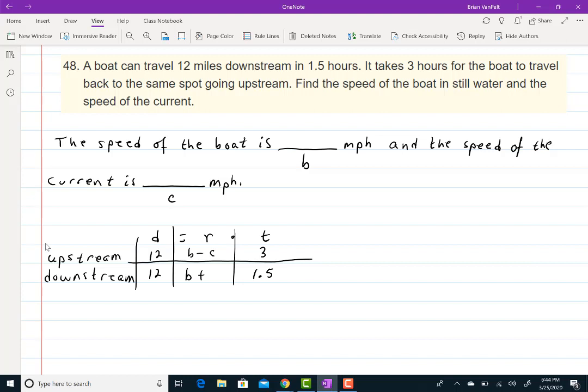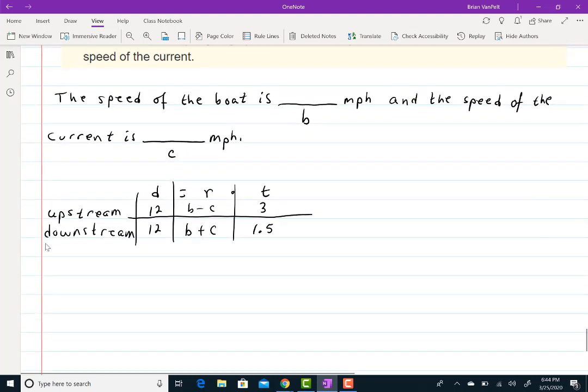Downstream is B plus C. So let's set up my two equations. The first one gives us 12 equals B minus C times 3. And the second one gives us 12 equals B plus C times 1.5.